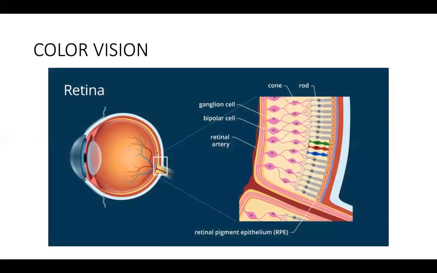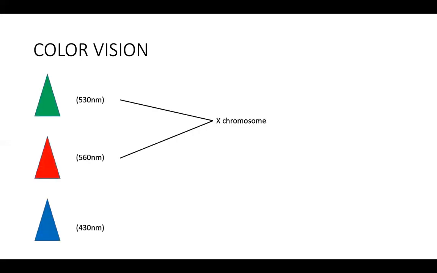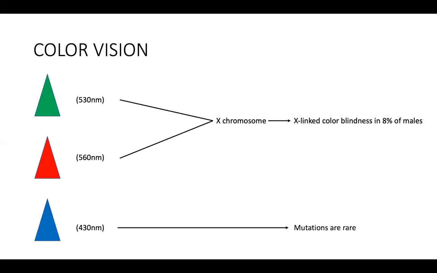The retina contains 3 classes of cones with visual pigments of differing peak spectral sensitivity: red, green, and blue. The red and green cone pigments are encoded on the X chromosome, the blue cone pigment on chromosome 7. Mutations of the blue cone pigment are exceedingly rare. Mutations of the red and green pigments cause congenital X-linked color blindness in 8% of males.